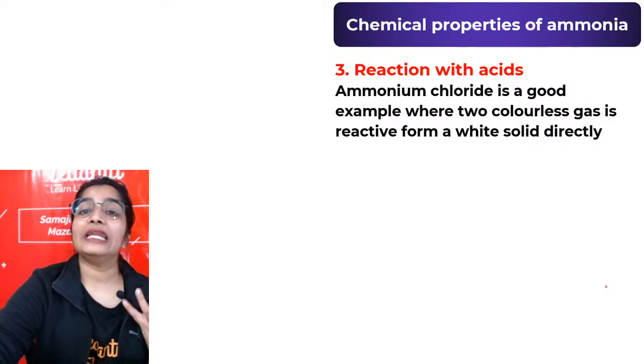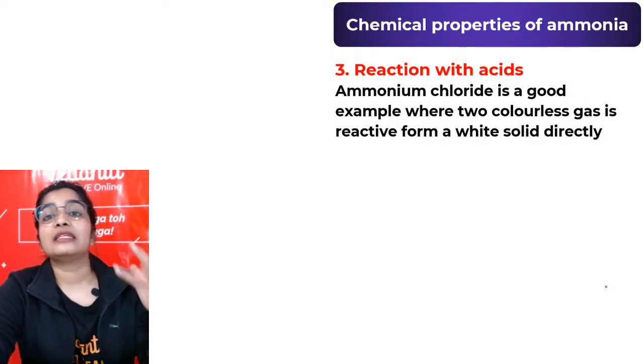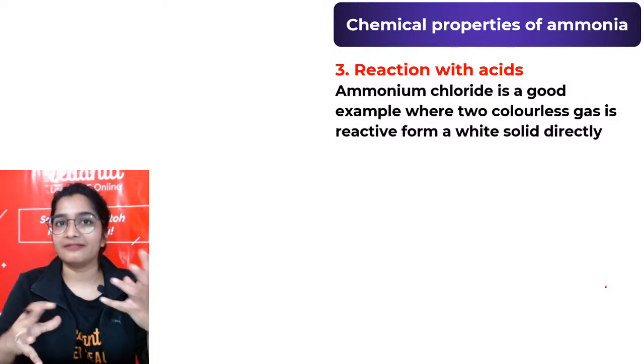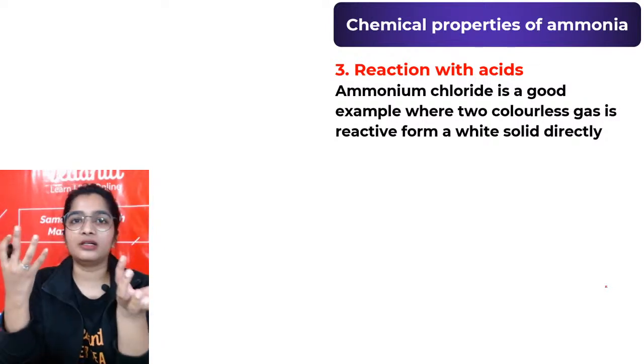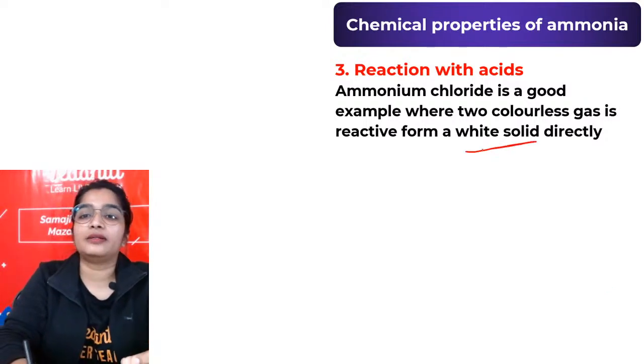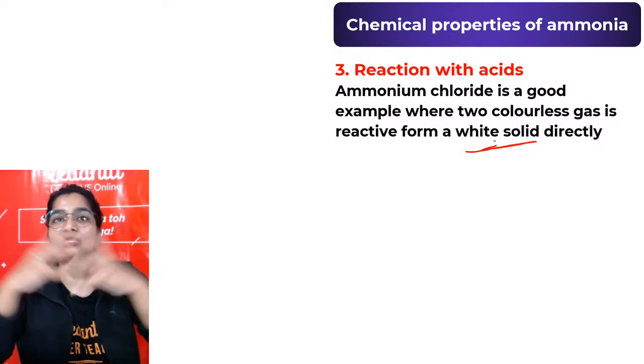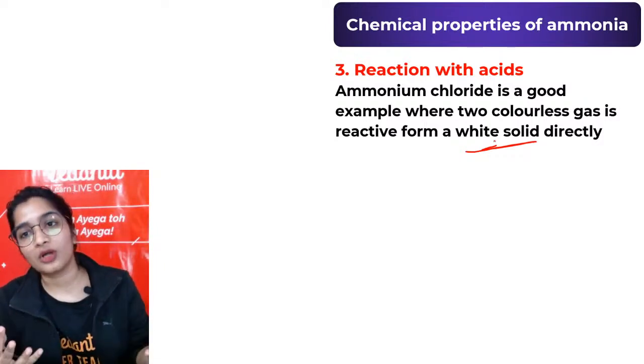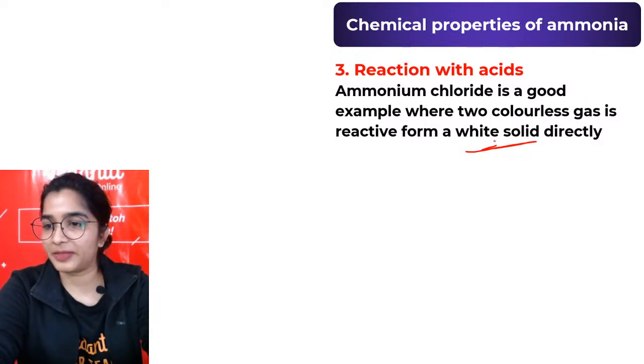So ammonium chloride is a good example when two colorless gases react. That is, you have HCl, you have ammonia. Bring them together, you will get a white solid. That is ammonium chloride. When two gases react together, you will get a solid compound. So this is a very good example.